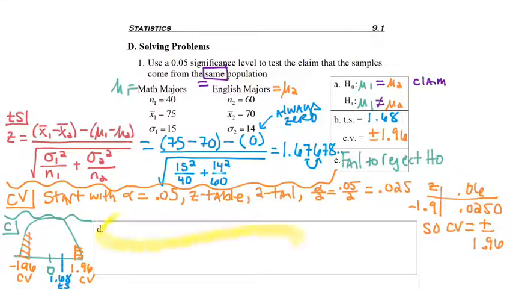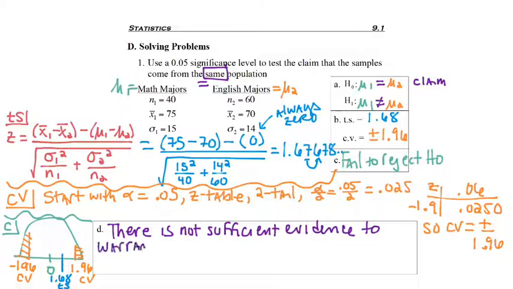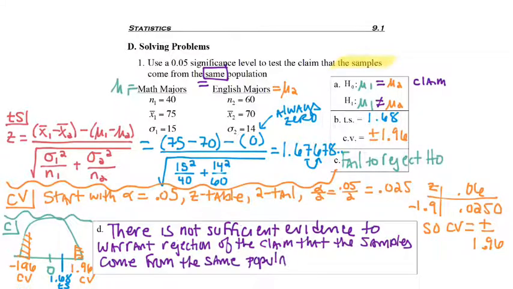So my concluding sentence should start with, there is not sufficient evidence to warrant rejection of the claim that, now I need to go back and read my question. Use a 0.05 significance level to test the claim that, here we go, the samples come from the same population. So it doesn't really even tell me that it's a mean that's being tested. It doesn't tell me any numbers, which are normally things I'm looking for when you guys write this sentence. But I'm going to copy it word for word as I see above. So finishing off my answer box, the samples come from the same population.